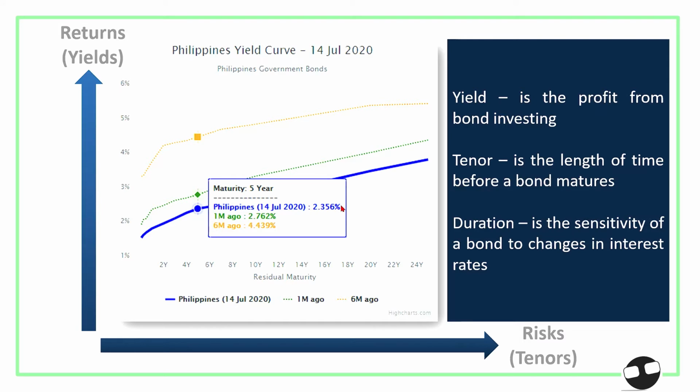The second concept here is the tenor, which is the length of time before a bond matures. Unlike stocks, which are perpetual, meaning they don't have maturities and you can easily sell or buy them in the secondary market, bonds have a time frame requirement. For example, if you want this yield per annum of around 2.3%, then you have to stay invested in this bond for 5 years.